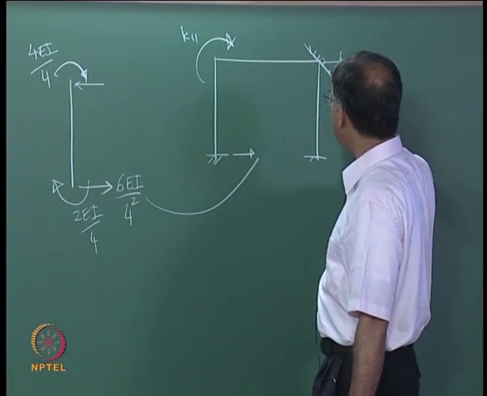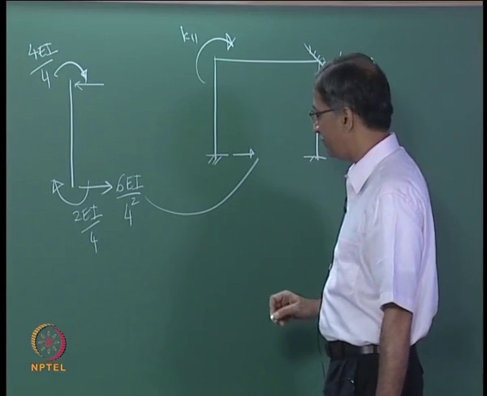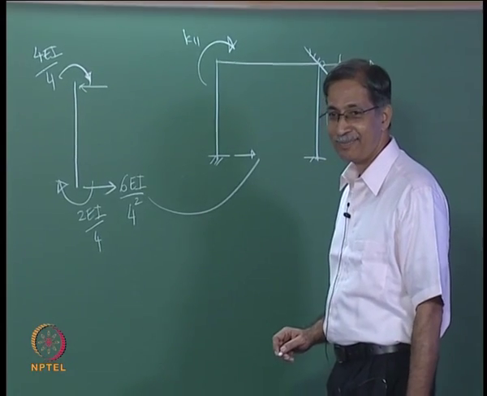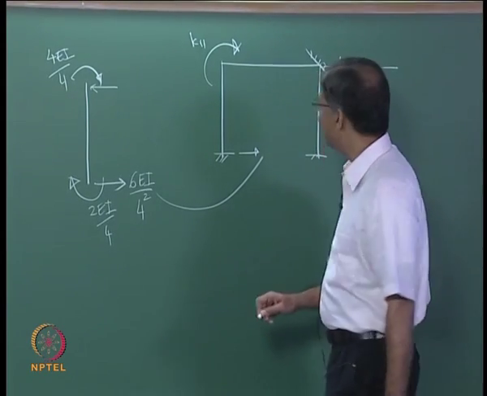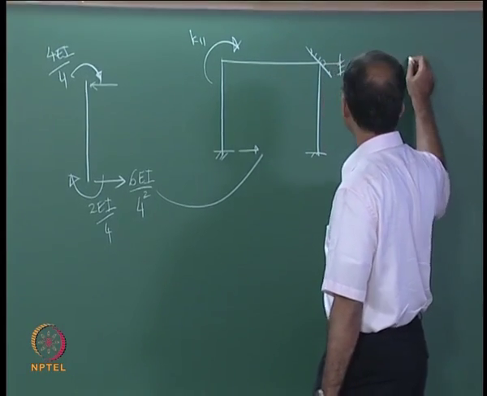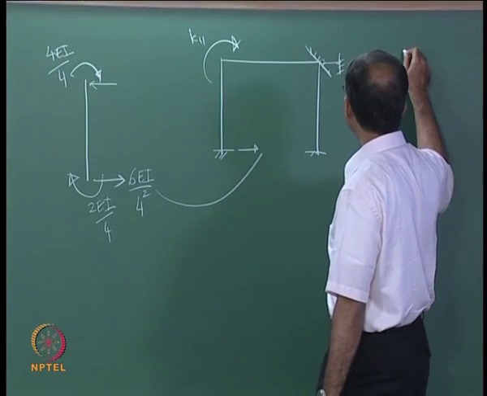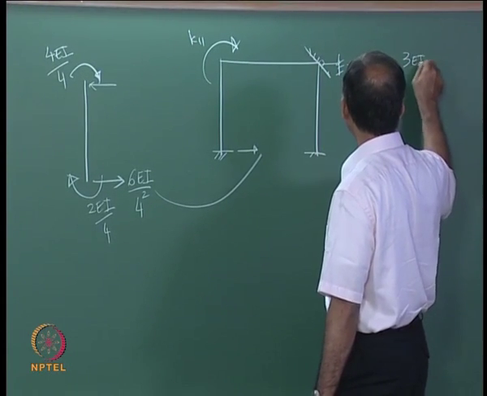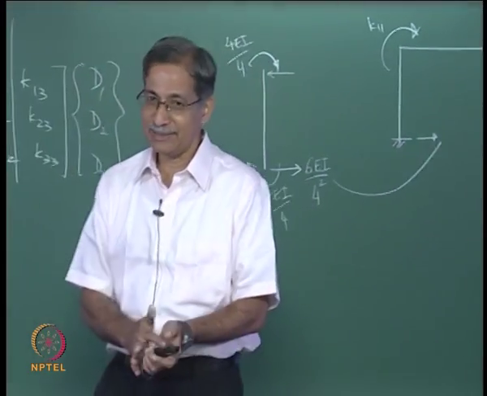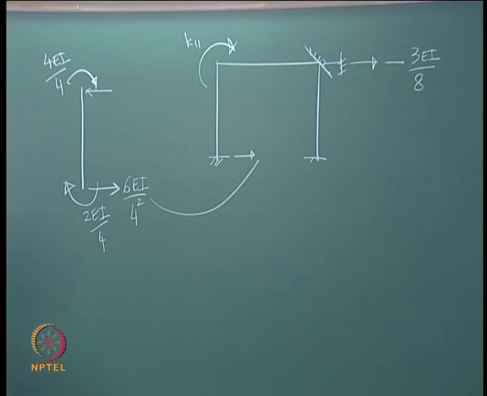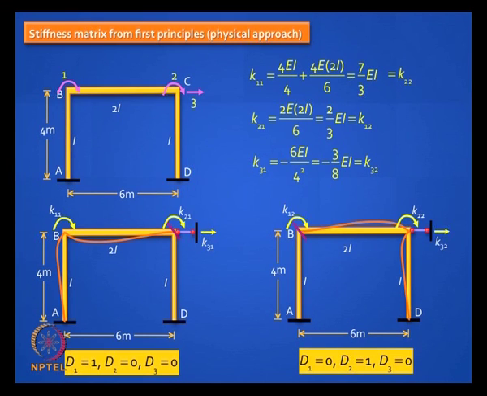So the reaction you get here will be equal to how much? Minus, because they should add up to 0. So minus 6EI by 16, which works out to 3EI by 8. That's it. This is the physical approach. Now it's easy. And this will be equal to K32 in the second figure. So we've got the first two columns very easily.